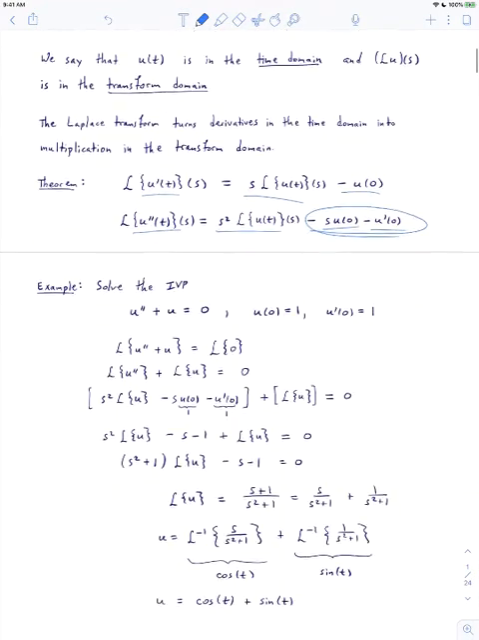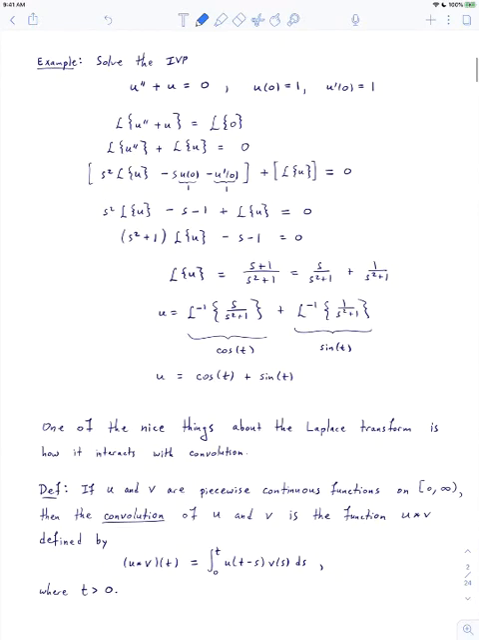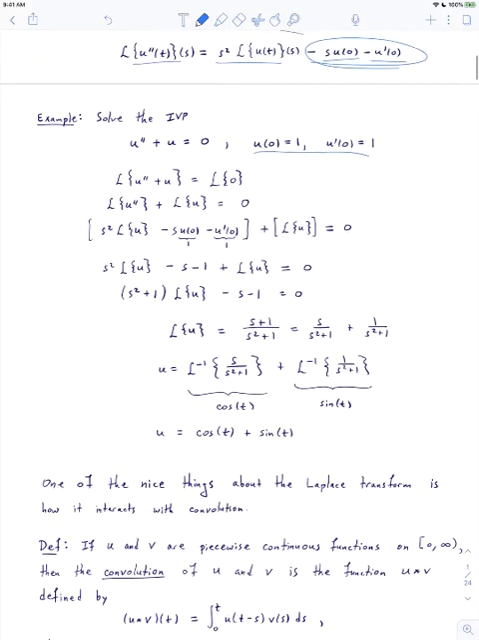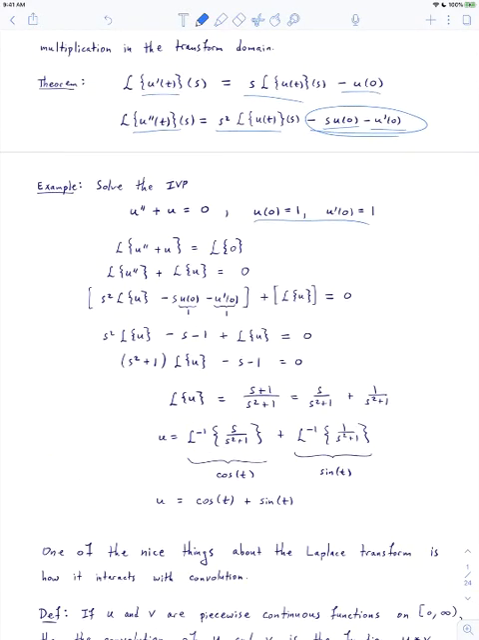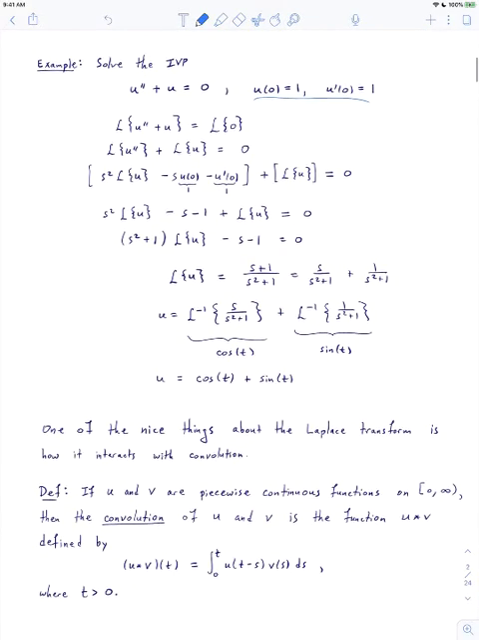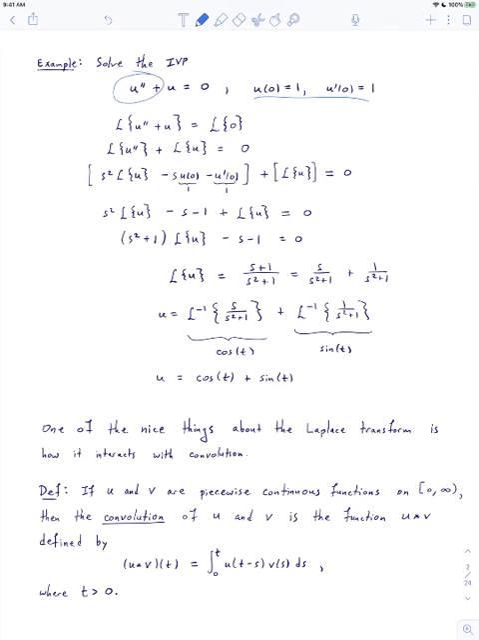Let's look at an example where we solve an initial value problem. So the initial value problem we're looking at is the second derivative of u plus u is equal to 0. We're going to need these initial conditions because if you look back at the theorem that we just stated, the Laplace transform of u double prime requires u at 0 and u prime of 0. So it requires two initial conditions. Here in this example, we have a u double prime. So when we compute the Laplace transform of that, we'll need u at 0 and u prime of 0. Just for simplicity, we'll let u of 0 be equal to 1 and u prime of 0 equal to 1 as well.